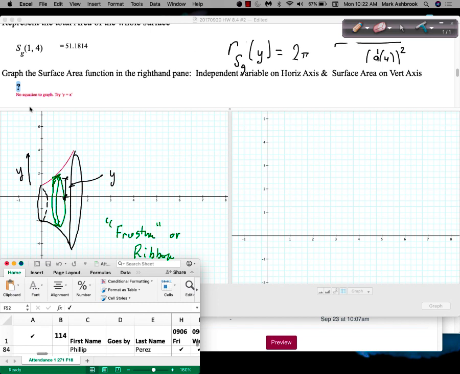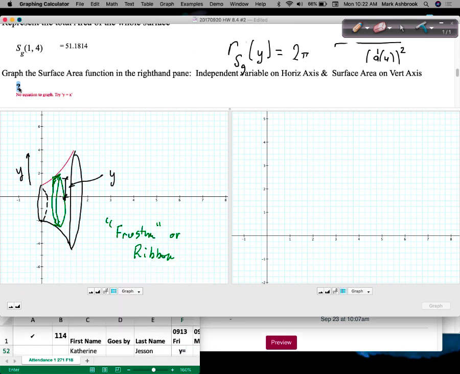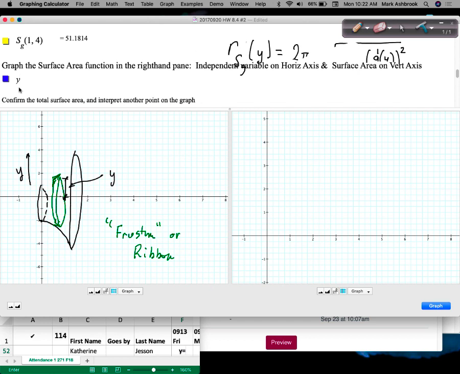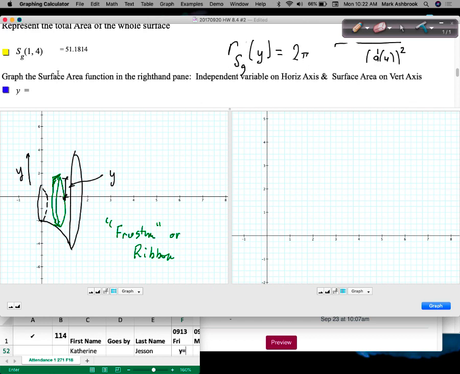How will I graph over here? Independent variable, horizontal axis, surface area on the vertical axis. Give it a shot. So just think about, when we say y, that's going to tell GC this vertical axis. So what do we want to be on the y? So we say y equals, and then we're going to tell GC what we want on the y-axis. What is it that we want on the vertical axis? What quantity?